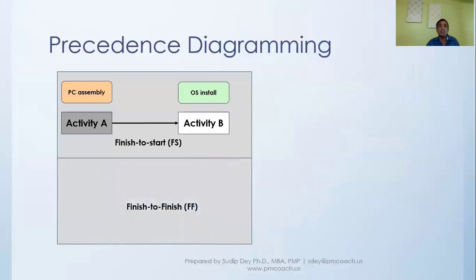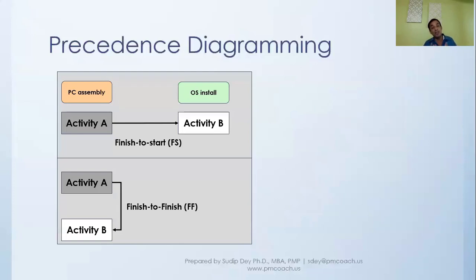Then there is this relationship which is finish to finish, which says that activity B, the successor activity, can finish only after activity A is finished. It can start anytime. It's unlike the previous one. It's not saying that it can start after A is finished. It can start before A is finished, or even before activity A has started. It doesn't matter. This is not a condition. But the condition is that activity B can finish only after activity A has finished.